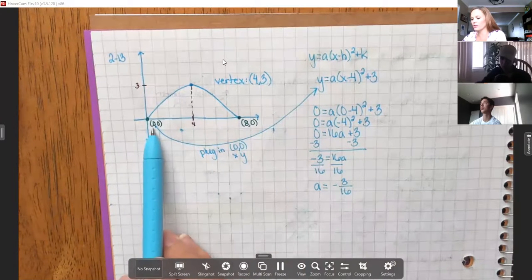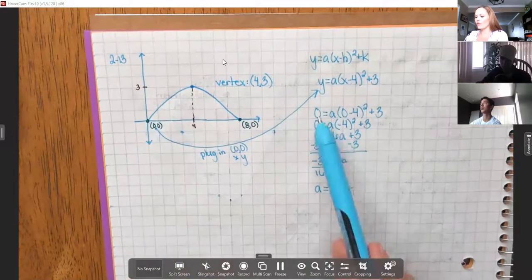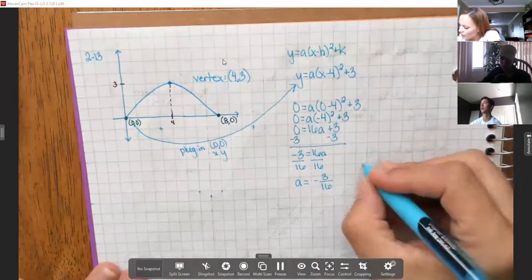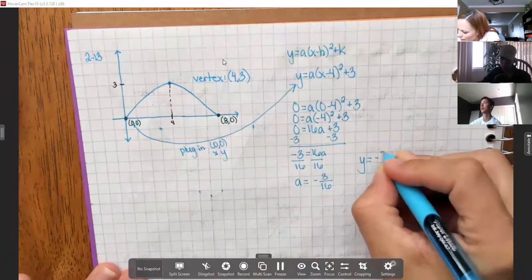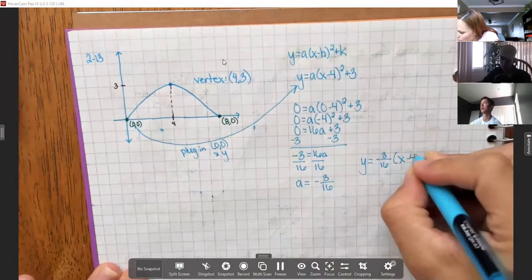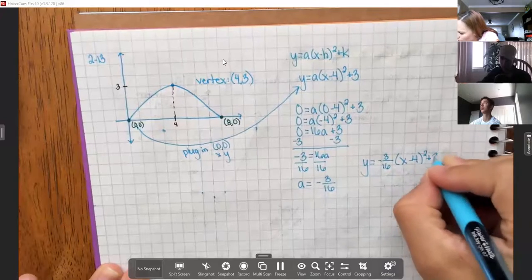I like to use 0, 0 because then I don't have to worry about what one's x and what one's y. So our equation on this problem is y equals negative 3 over 16 times x minus 4 squared plus 3.